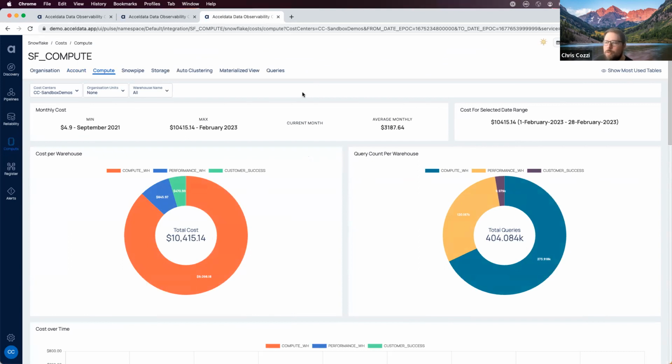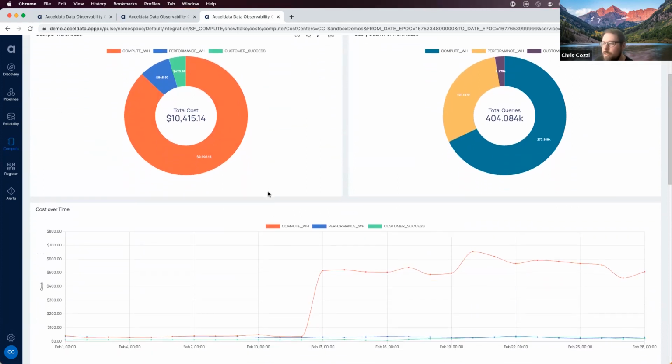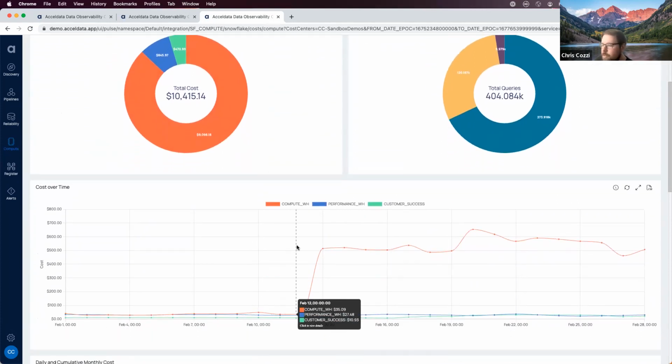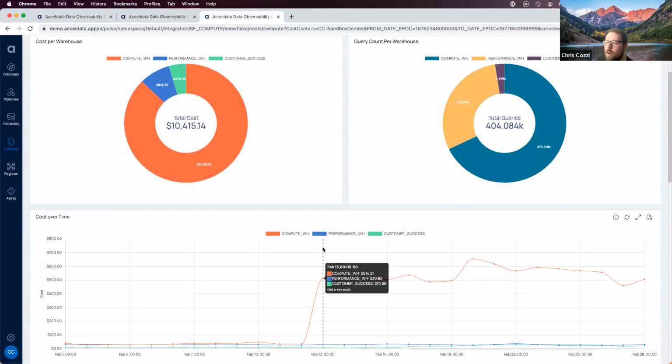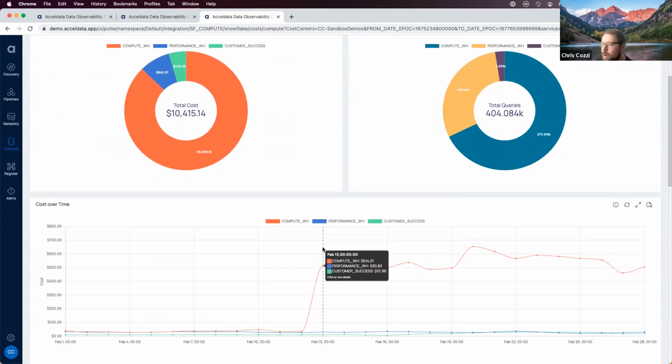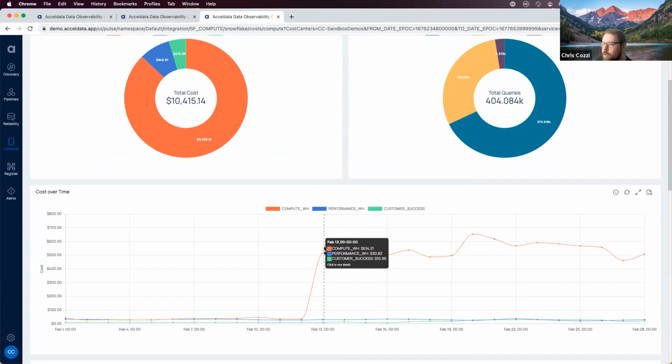Drilling through into our compute dashboard here, again carrying the context of that cost center and this time period of February, I get another layer of information. The team working in this cost center was really utilizing Snowflake across 3 different warehouses. Looking at those over time, it looks very similar to the last chart, but additionally, what I'm gathering here is the issue was really only constrained to one of the 3 warehouses they're working on. So this compute warehouse is the one that spiked in mid-February.